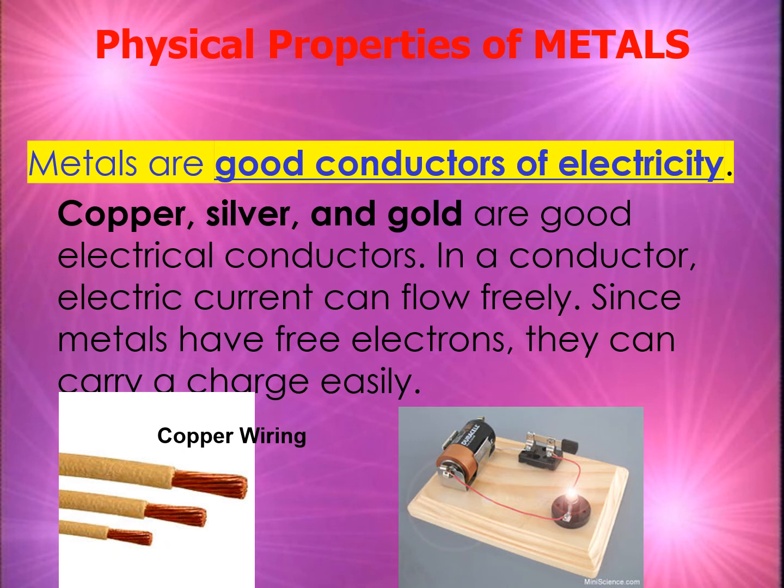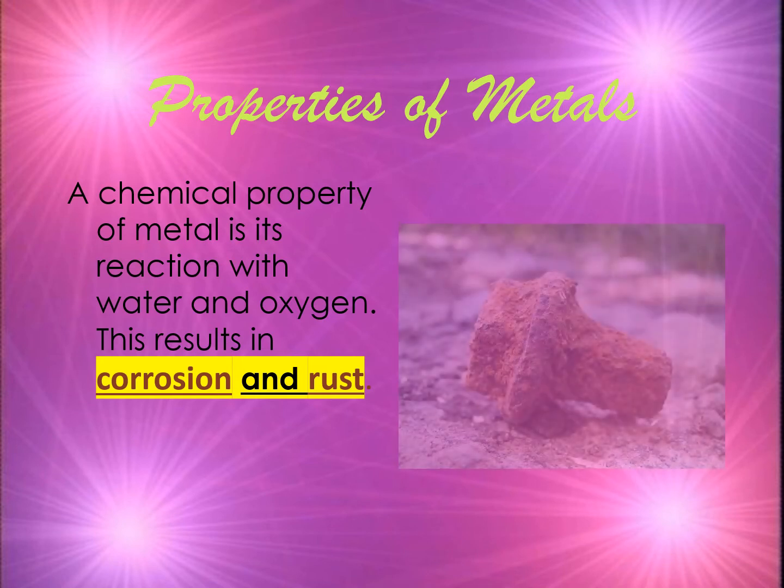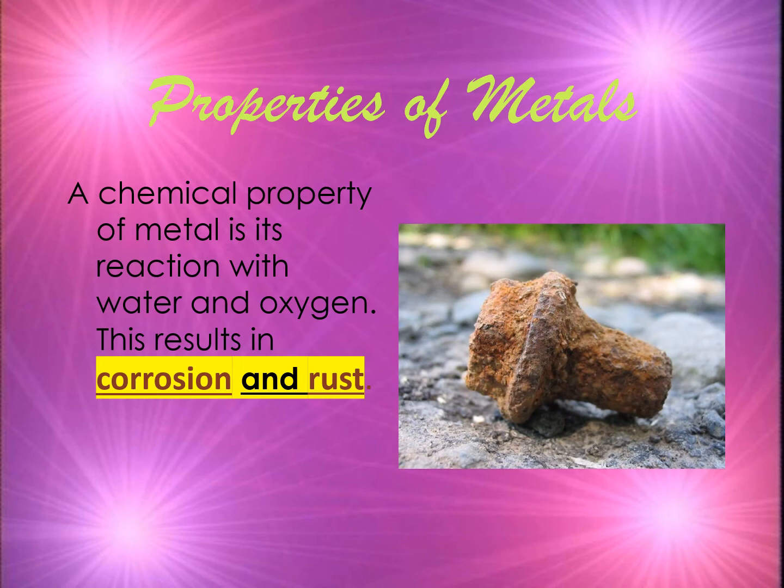Physical properties of metals. Metals are good conductors of electricity. Copper and silver and gold are examples of metals. Let's move now to another property of metals. A chemical property of metals is their reaction with water and oxygen. This results in corrosion and rust.